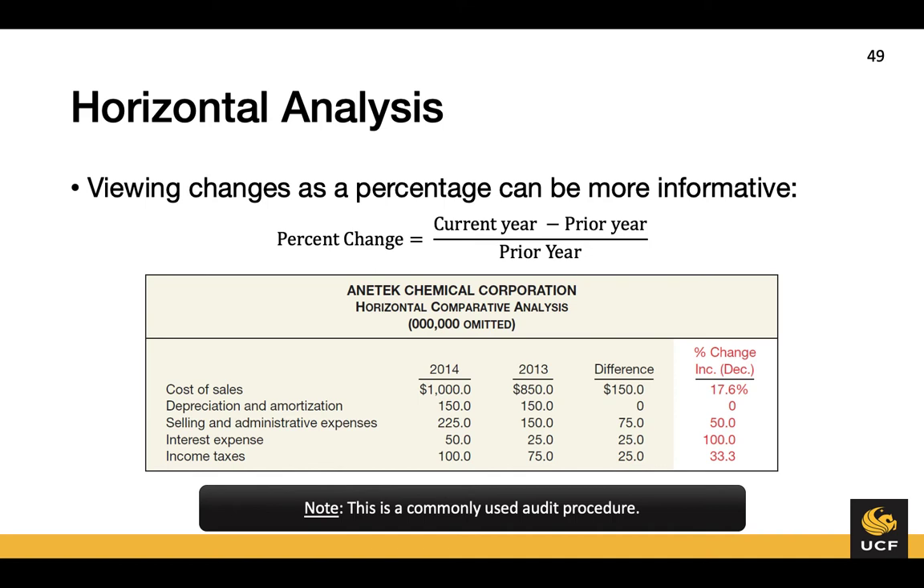To calculate the difference, we take the current year and subtract the prior year, so that an increase is a positive number and a decrease is a negative number. We then take the difference and divide it by the prior year amount to get the percent change.